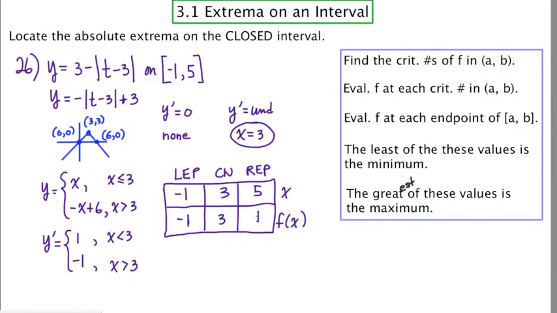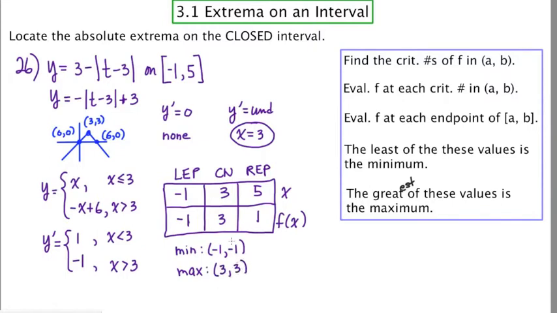So the lowest value is negative 1, which means our minimum is at (-1, -1). Our highest value is at 3, which means our maximum is at (3, 3). Okay?